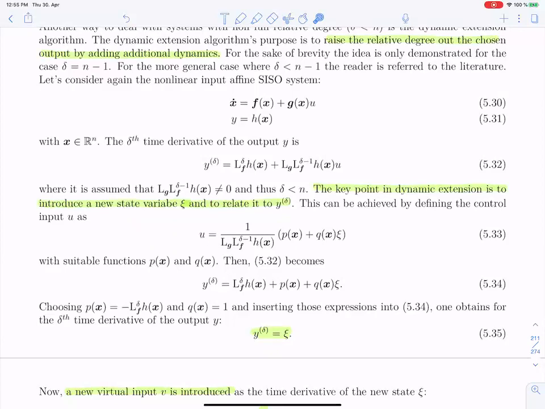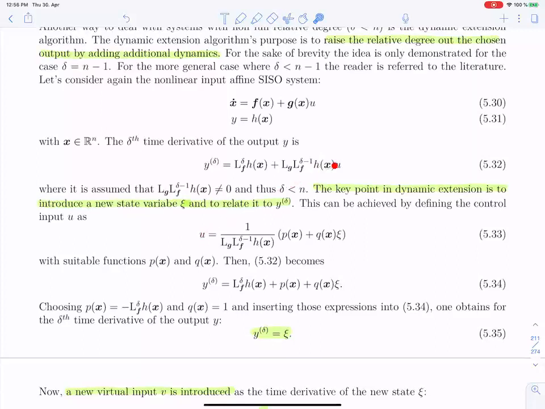It's shown here by a very simple procedure. We choose our input u, which is also seen here, and you can already see this is one term which is not very nice, and we try to get rid of it. So in our control law, we just place this in the denominator, so that when we insert it, it's going to cancel out. And then we choose some polynomials p and q, which obviously depend on x, and q is multiplied by xi. Okay, so far so good.